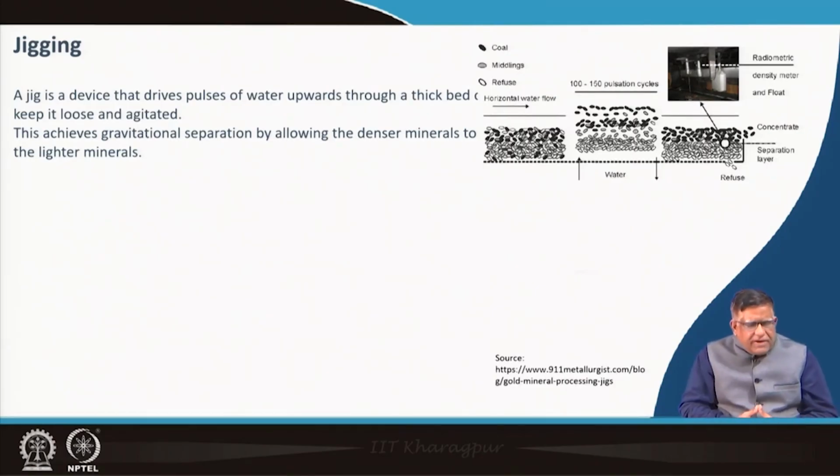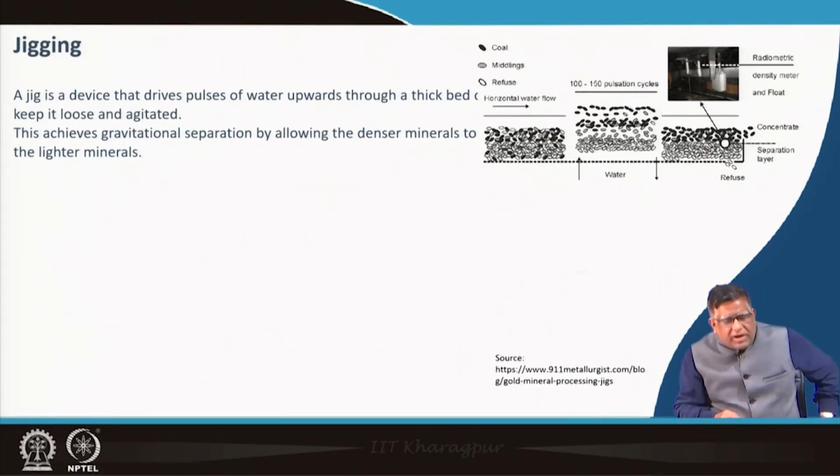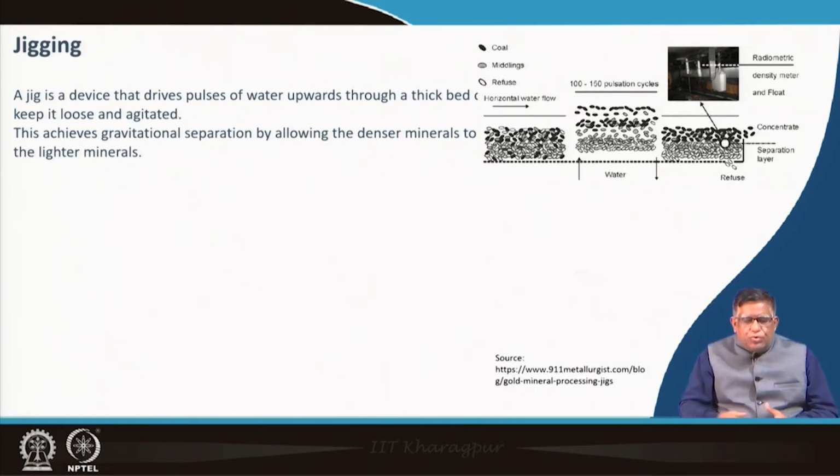Now, let us talk about what jigging means. A jig is a device that drives pulses of water upward through a thick bed, and with that they make the materials separate out. What happens? The denser material comes to the bottom and the lighter material goes up. So that is what they basically get in a coal jig, a Baum jig.